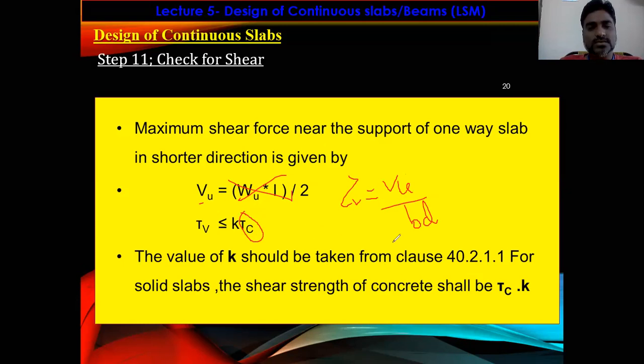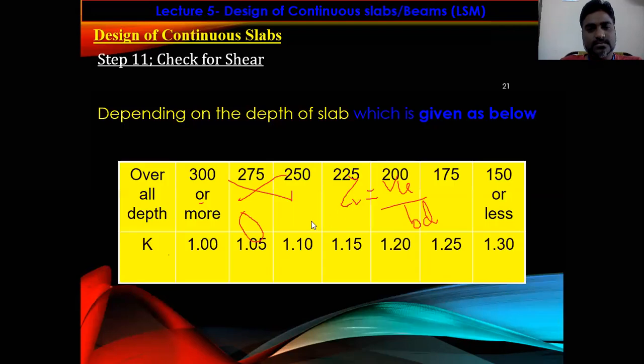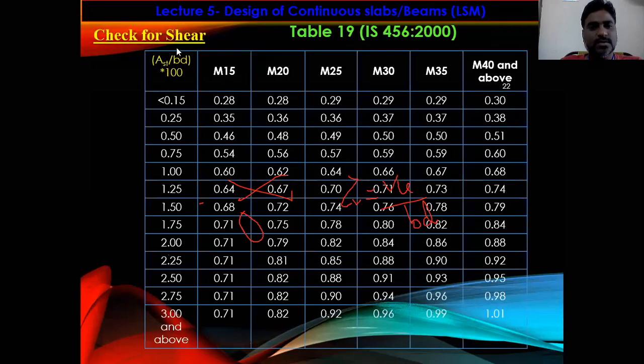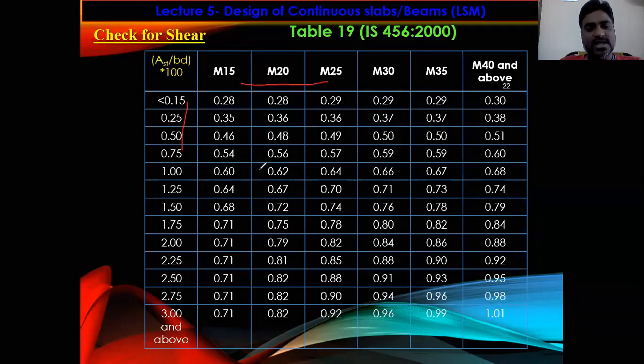This tau C value should be determined from Table 19. From this table, based on the percentage of steel and grade of concrete, determine the tau C value. That is, tau C is nothing but the shear stress in concrete, right? Just calculate the percentage of steel in the tension zone and the grade of concrete and determine the values. If it is in between, you can interpolate and determine the values, right?